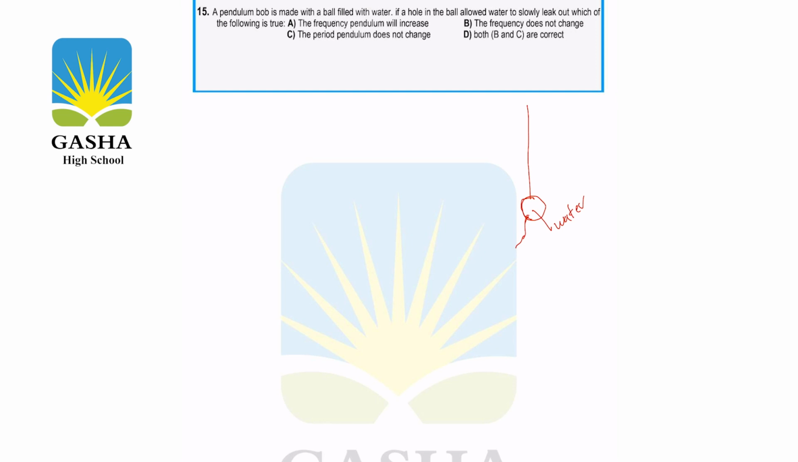The first one says the frequency of the pendulum will increase. B: the frequency does not change. C: the period does not change. D: both B and C are correct. You have to note that in a simple pendulum, period and frequency do not depend on mass. So the period is 2 pi square root of L over g, and frequency is 1 over 2 pi square root of g over L, because we already know that T is inversely proportional to frequency. That's why I rewrite the equation for frequency.